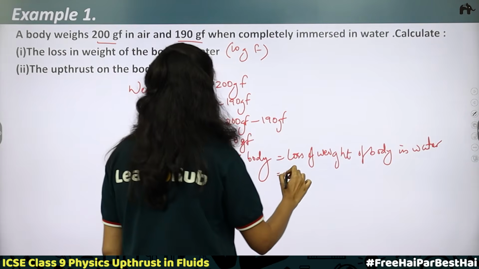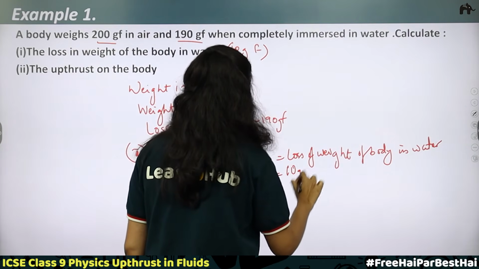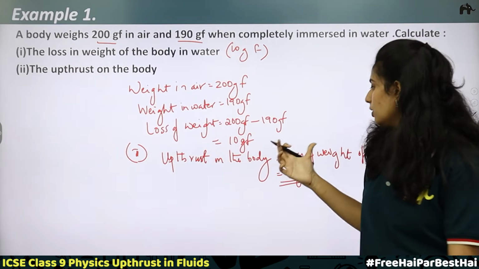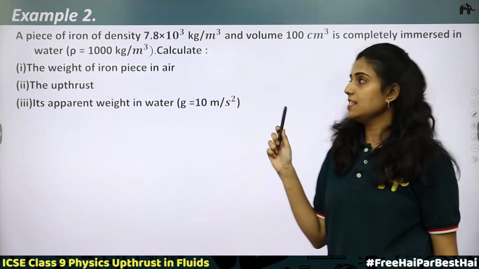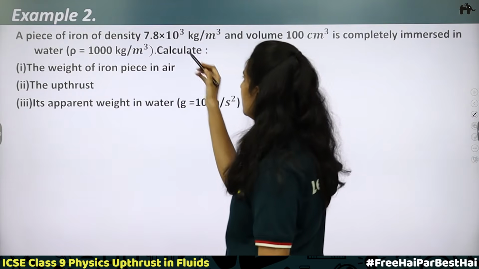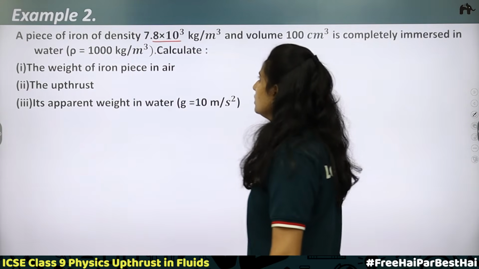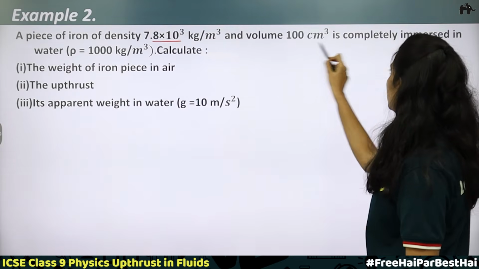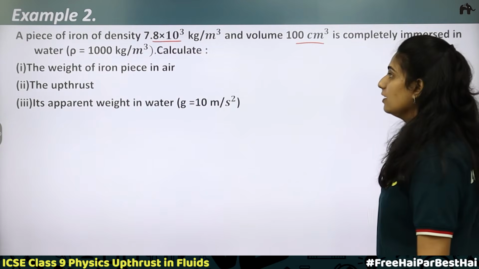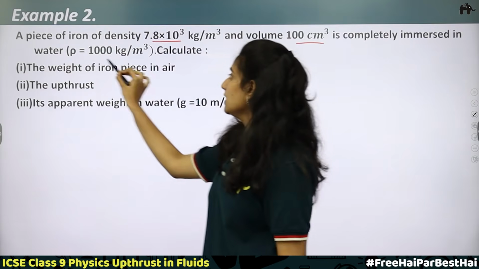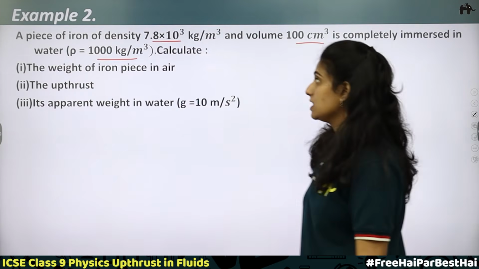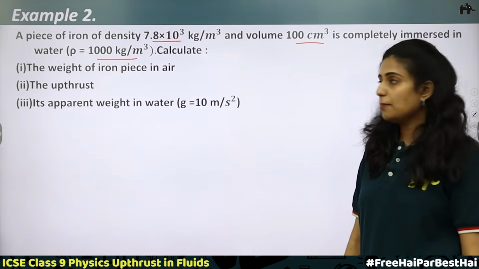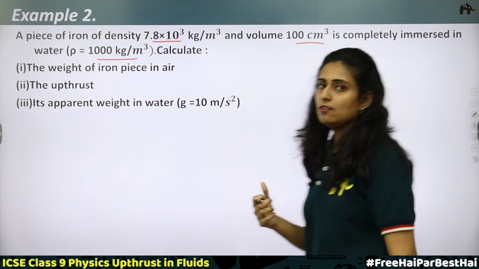Okay, which is equal to 10 gram force. Upthrust on the body is equal to 10 gram force. Second example, a piece of iron of density 7.8 into 10 raised to 3 kilogram per meter cube and volume 100 centimeter cube is completely immersed in water of density 1000 kilogram per meter cube. Calculate the weight of iron piece in air, the upthrust and its apparent weight in water.